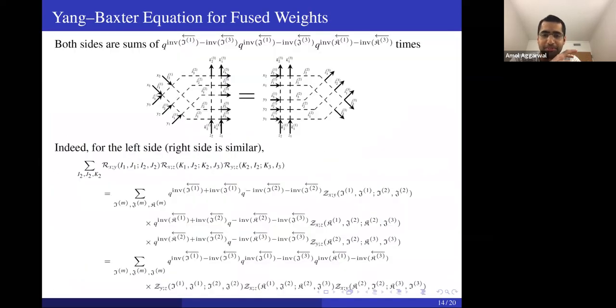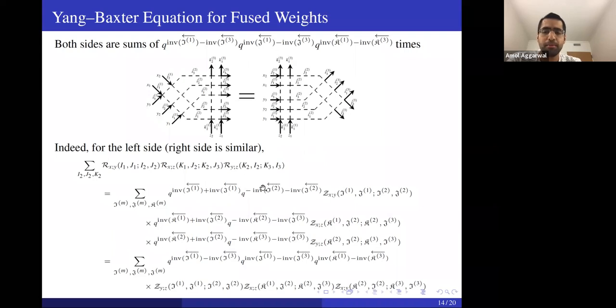So I'm just going to plug everything in. Okay, and you'll get something like this. You'll basically get Q to some inversion count involving I1, J1, I2, J2 times this bundled weight, times Q to another inversion count involving four guys times the bundled weight involving these four guys, and one more term like that. Okay, and now you're summing over basically everything.